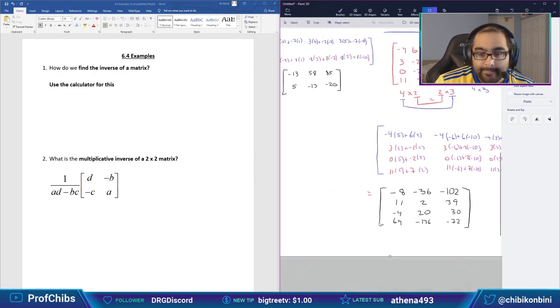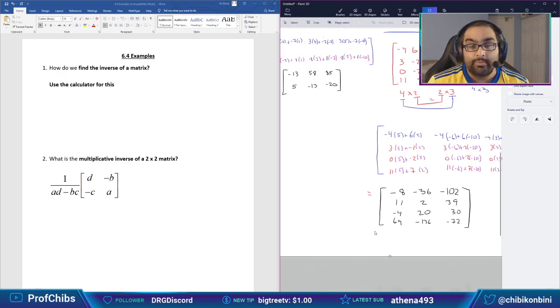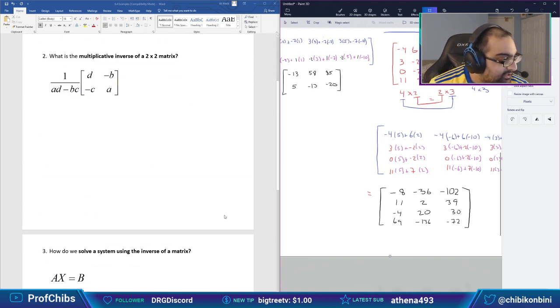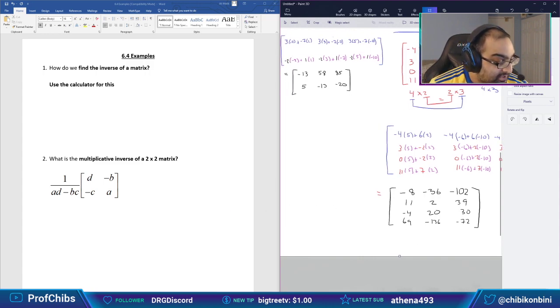All right. So let's take a good look at the next section, section 6.4. Section 6.4 will be the last section of chapter 6. I'm not sure how far we'll get through today. I think we'll get through all of it, maybe. Anyway, how do we find the inverse of a matrix? We're going to find inverses of a matrix here.